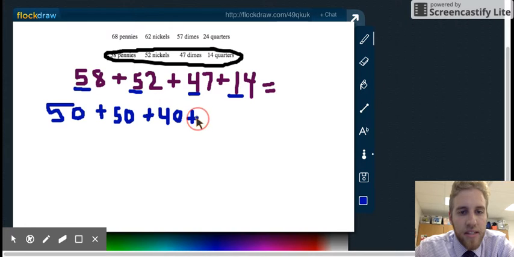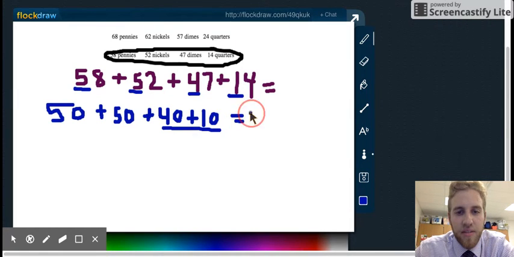And when I'm looking at these here, something else nice that kind of happened in this problem is I know 50 plus 50 is 100, but I can also see 40 plus 10 is 50. So let's treat this like a 50. So 50 plus 50 is 100, plus 50 more is 150. Those are some good numbers to work with.